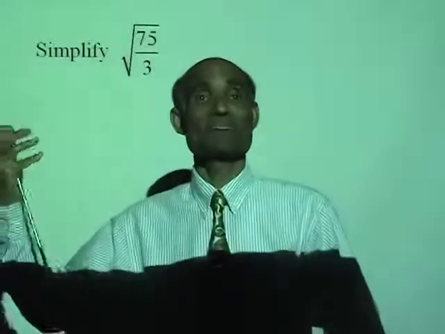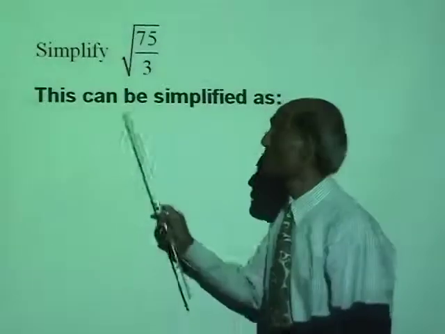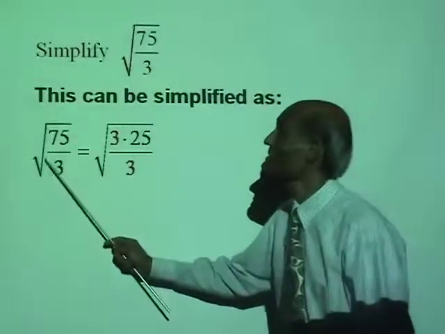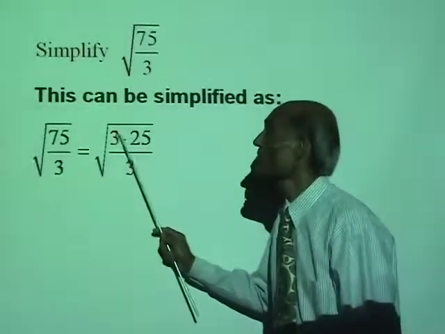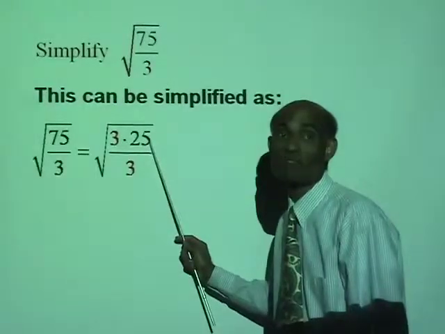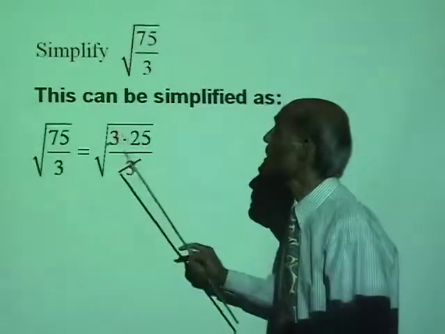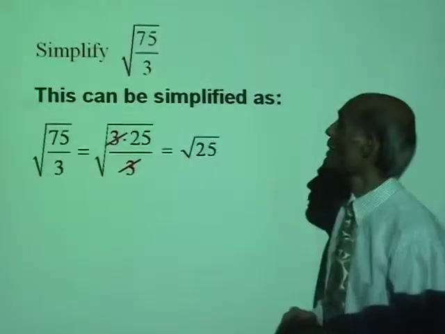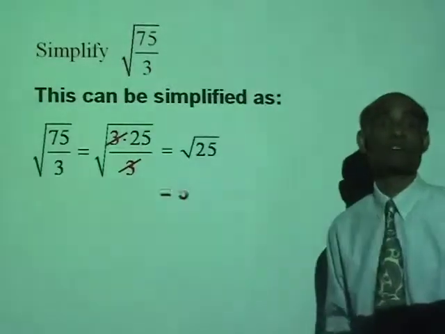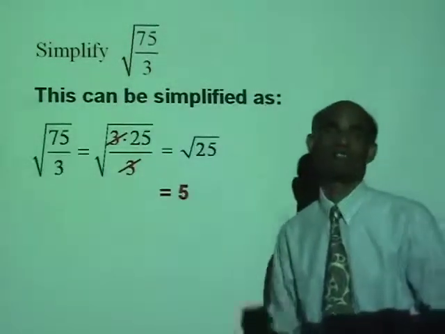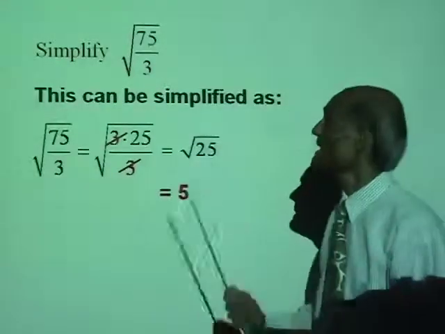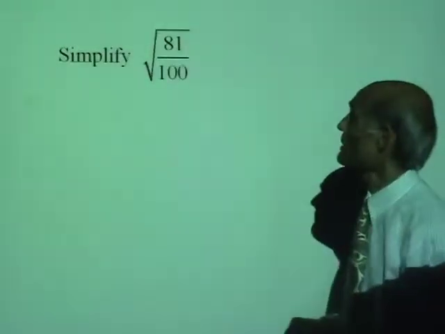Isn't that simple? Yes. So this can be simplified as 75 I wrote as 3 times 25. And the 3 and the 3 goes. So that will be square root of 25 equal to 5. Such a very simple one. Let's look at another one.